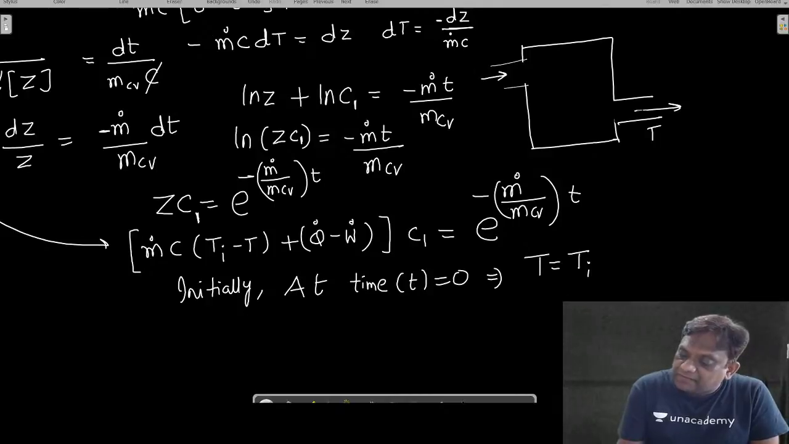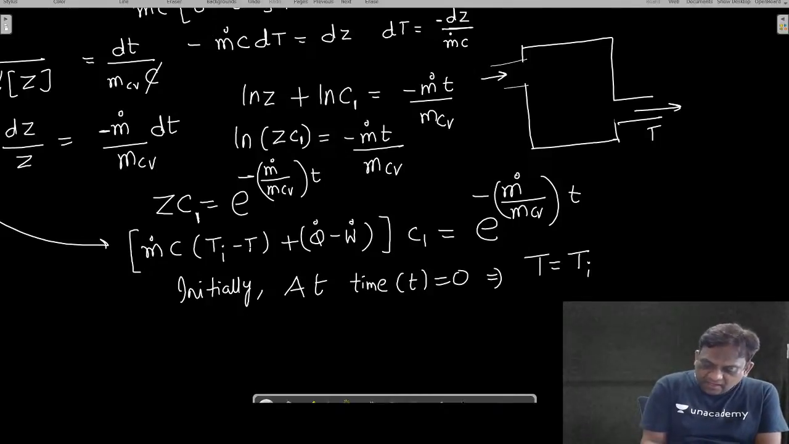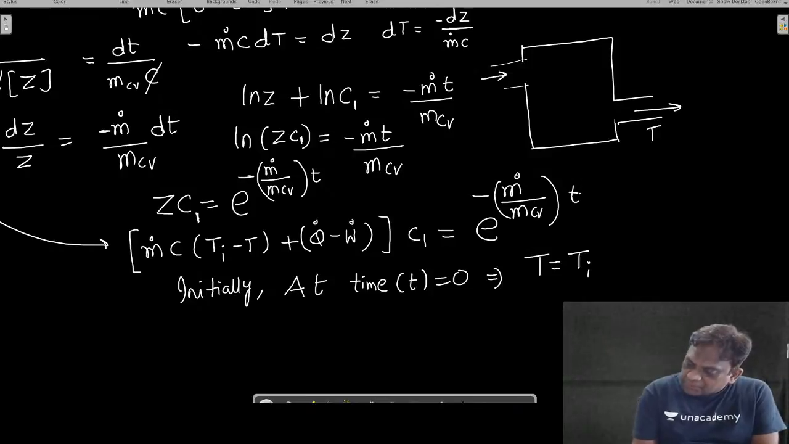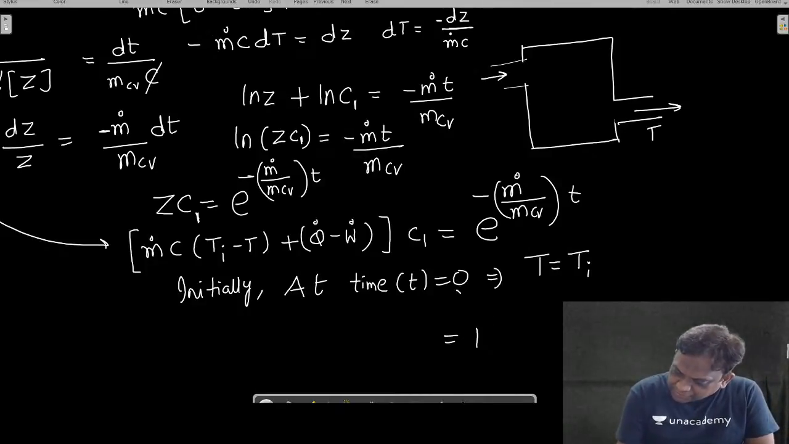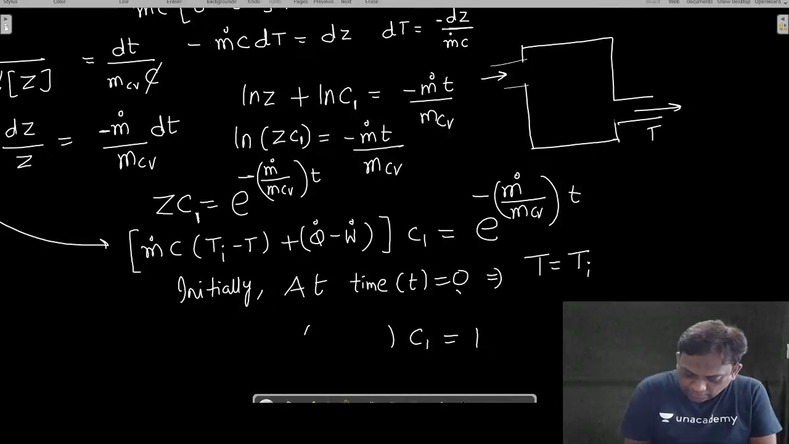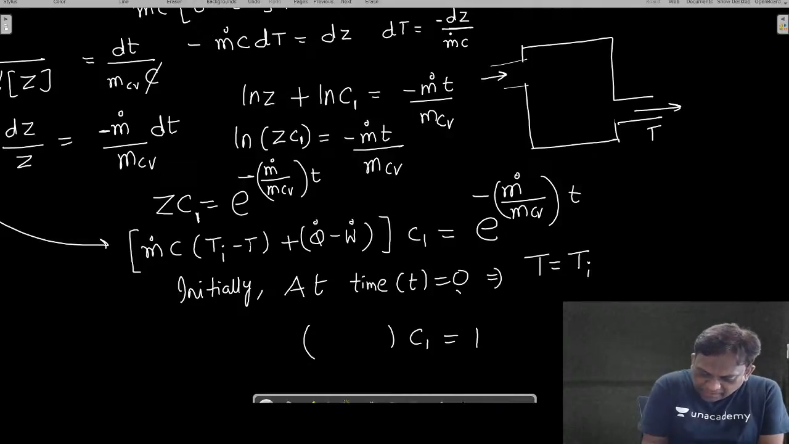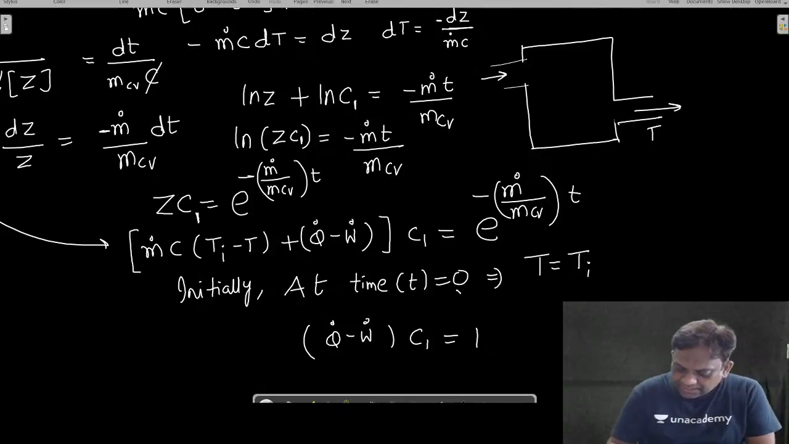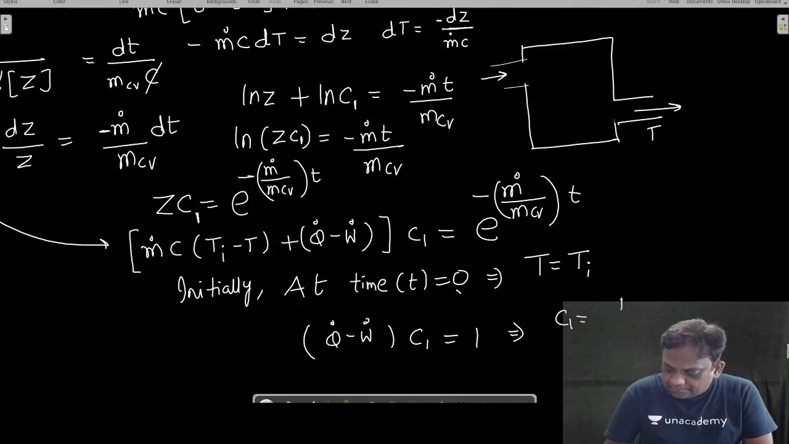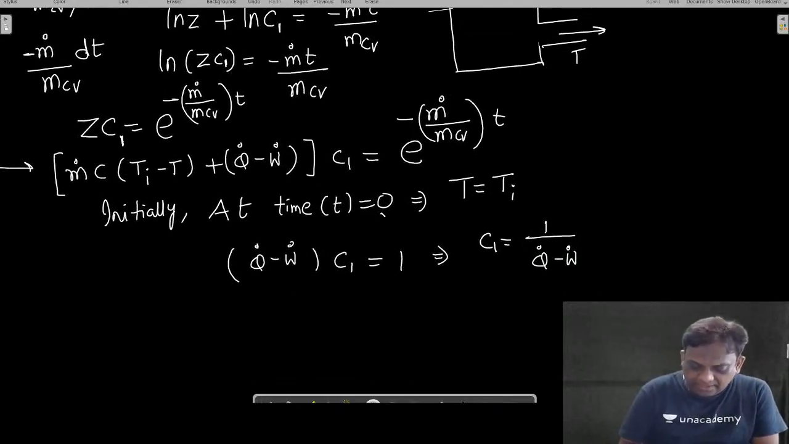Initially my temperature will be equal to Ti. So what will be the value of this? Anyone in the class? When time was 0, this will be 0, and 0 into something is 0, e power 0 is 1. So this is becoming 1, equal to C1 into this value. When T is Ti, this will be 0, and you are left with only Q dot minus W dot. So C1 is equal to 1 by Q dot minus W dot.